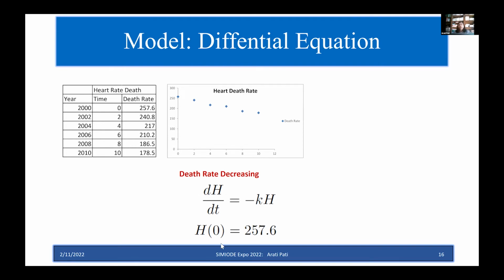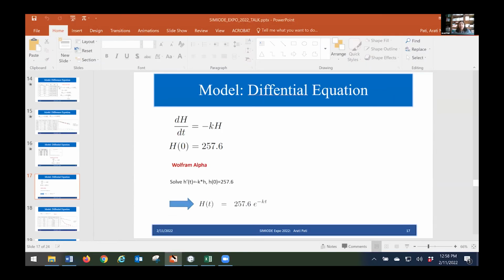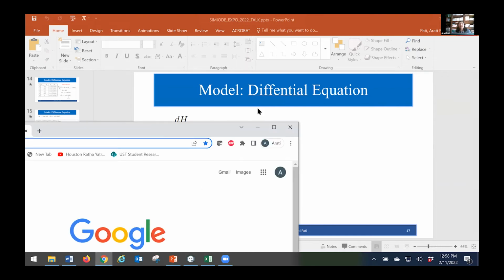And here, at time equal to 0, the heart rate is given by that. So this is my initial condition. Hence, I wrote my differential equation like this: dH by dt equals minus k times H, with this initial condition. So this is my initial value problem. Of course, you can use separation of variables to find the solution for H. But because we want to appreciate our mathematical modeling, I will go to Wolfram Alpha.